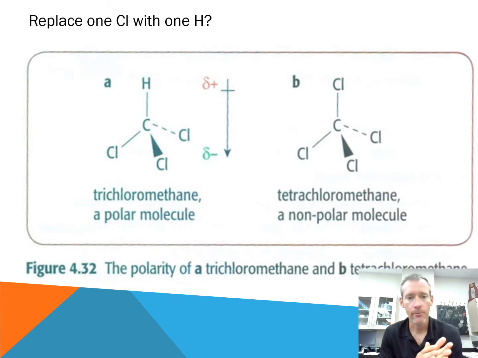Again, now if we change this, take one chlorine out and replace it with a hydrogen, now it's not all equal. It's not symmetric. So you now have a polar substance. So trichloromethane is polar because there is an unequal balance in polarity and dipole moment, whereas in tetrachloromethane, or carbon tetrachloride, you have all equally the same, pulling equally, and it's nonpolar.